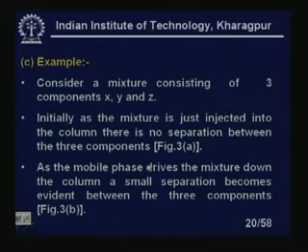Consider a mixture consisting of three components X, Y and Z. Initially, when the mixture is just injected into the column, there is no separation between the three components. As the mobile phase drives the mixture down the column, a small separation becomes evident between the three components, which is shown in figure 3b.